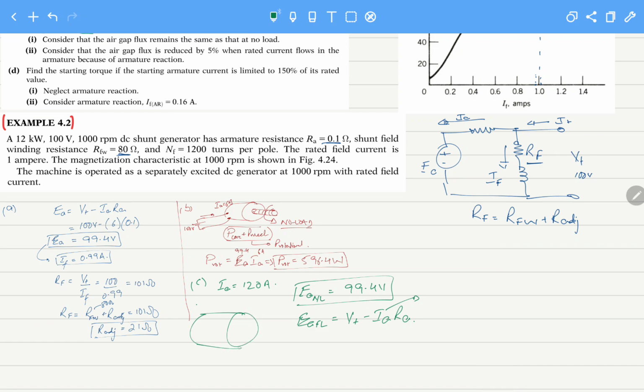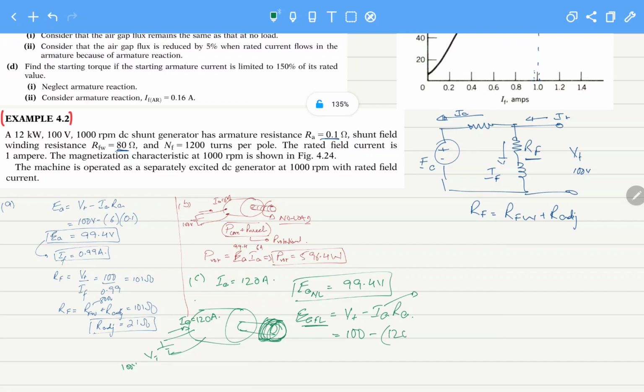So if this is our motor and we have connected a rated load with the machine, it is rotating this load, and now the current IA has increased to 120 amperes. The voltage here, VT, is again 100 volts. So what will happen to the internally induced voltage? VT is 100 volts minus IA, 120 amperes, times RA, again 0.1, so at full load this voltage will become 88 volts.